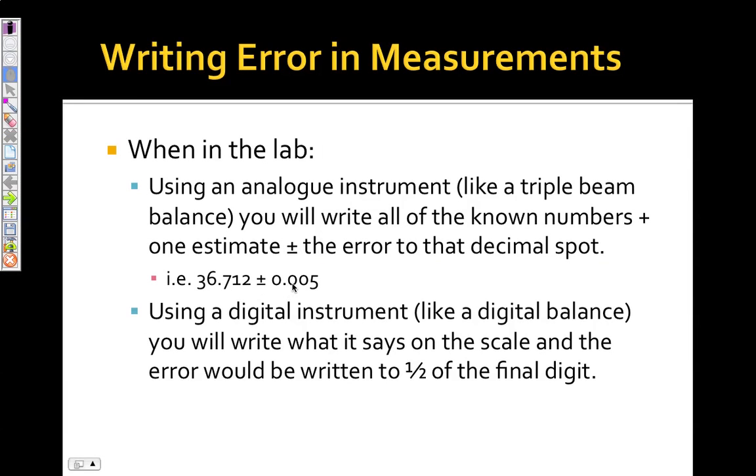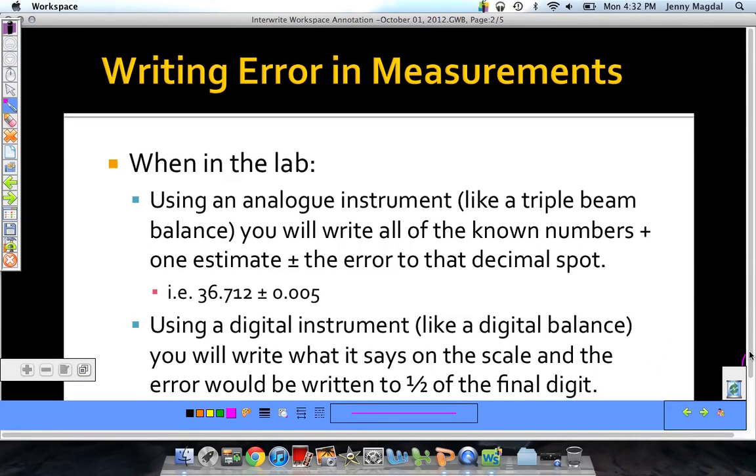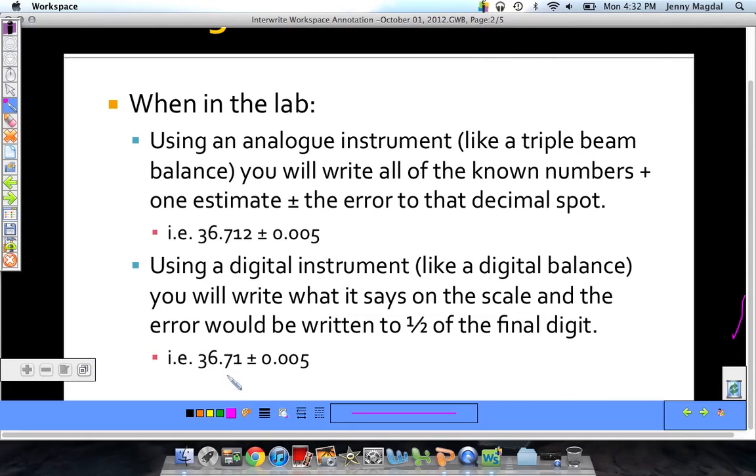If we're using a digital instrument like that digital balance, we're going to write what it says on the scale, just like we said a few slides ago. And the error then is going to be half of where that final digit is. So if I had a value of 36.71, I'm in the hundredths spot here, but my error is to the thousandths spot. So I'm one spot out further when I'm dealing with a digital instrument.